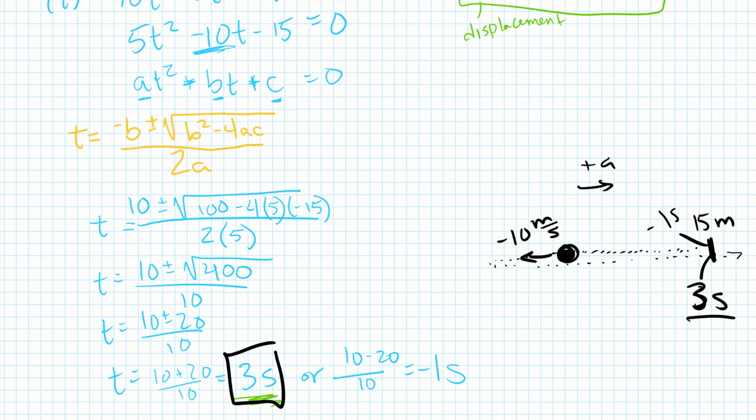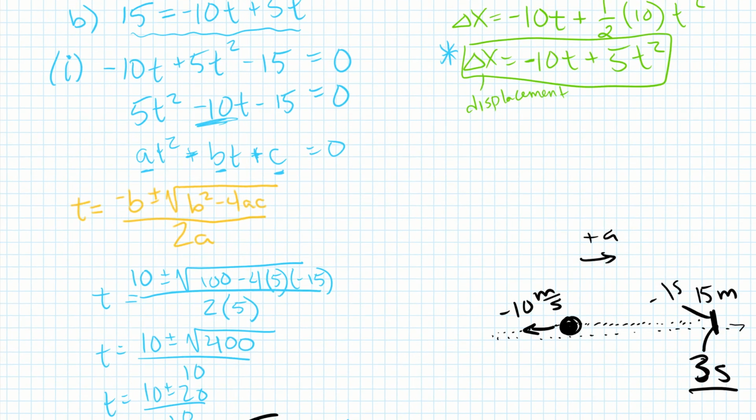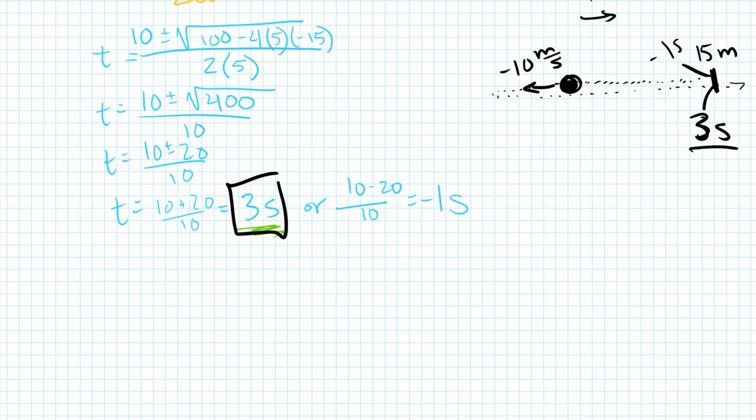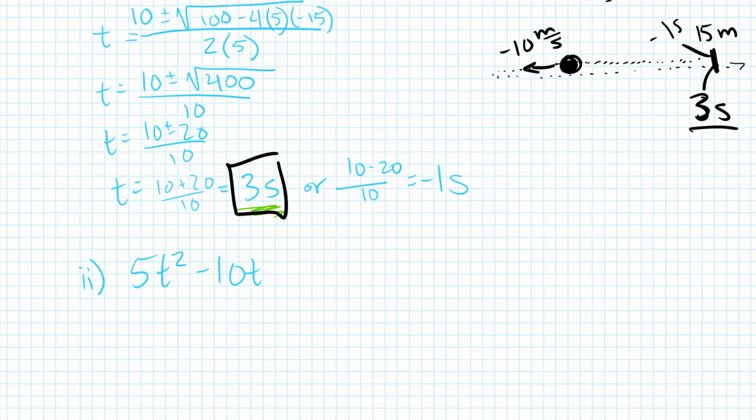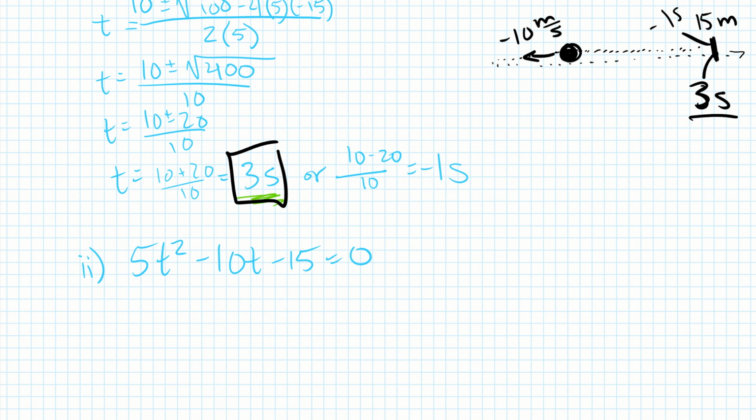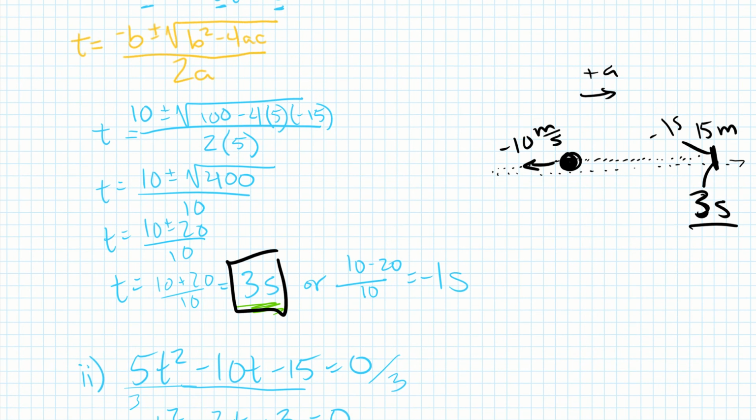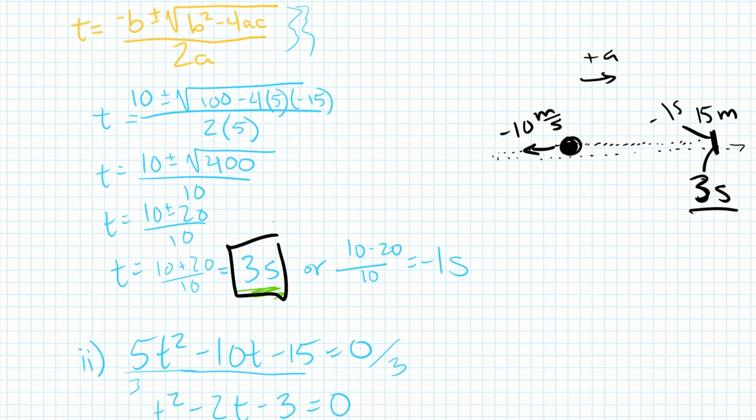Okay, we could also come back to our original equation here. This is now for part 2, where we're going to factor. We have 5t squared minus 10t minus 15 equals 0. Well, we can divide everything by 5, and we get t squared minus 2t minus 3 equals 0. We divided both sides by 5, everything, right? And we could have done that before we plugged it into the quadratic formula, but we didn't. You can get the correct answer either way.